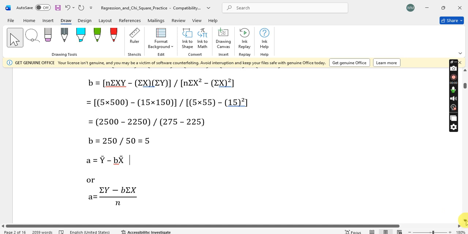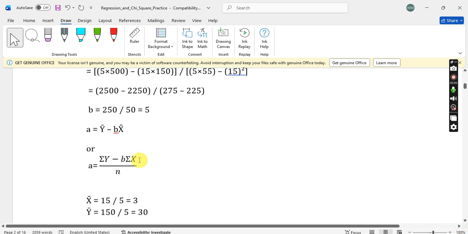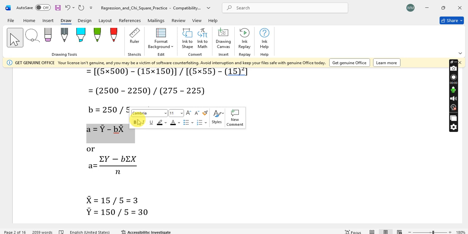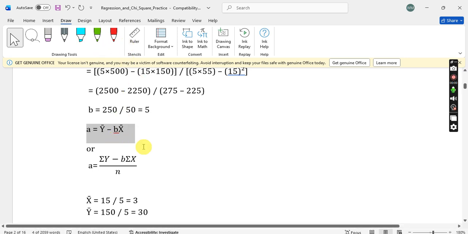The other one you can use is the summation of y minus b multiplied by the summation of x, divided by n. So the one I used is this one here. You get the same answer as if you use n.